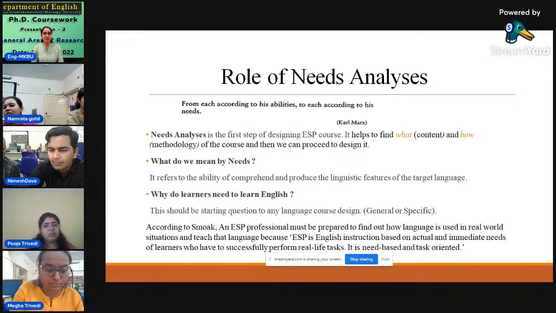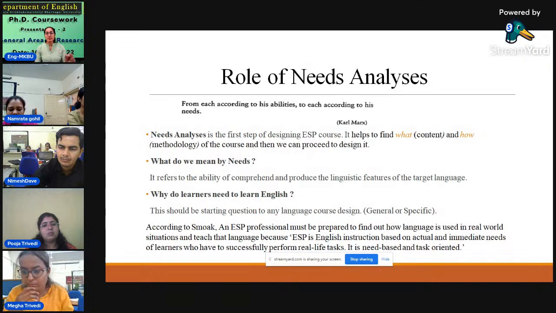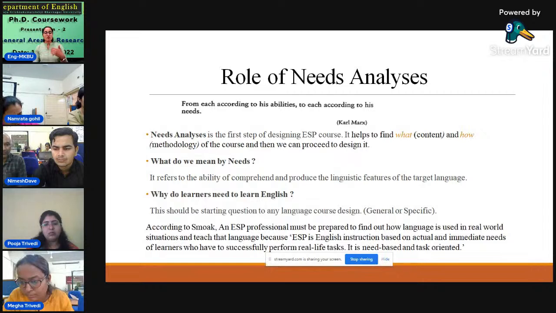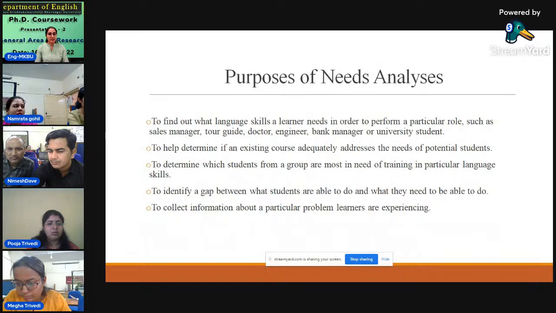Then why do learners need to learn English? This should be the first question of designing an ESP course. It is said by one of the theorists that an ESP professional must be prepared to find out how language is used in real world situations and teach the language accordingly. So that could be connected to the need, and the instructor should teach this aspect by using various tasks. In tasks, we can engage, we can involve learners in learning the language. These are the various purposes why need analysis should be used.